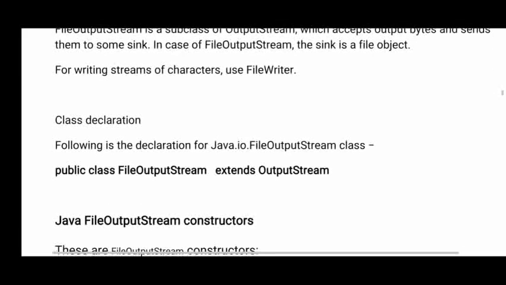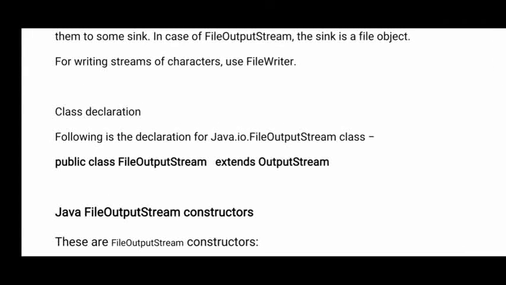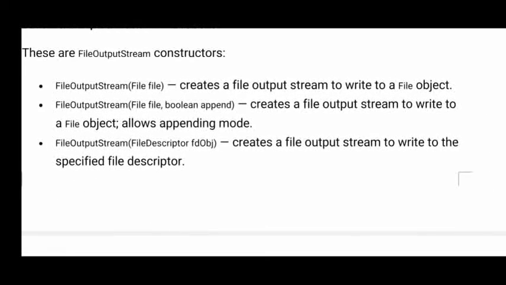Now how to declare this? Public class FileOutputStream extends OutputStream. So file output stream is a subclass of output stream, meaning here file output stream is taking some properties from the output stream. Now the constructors. If it is a class, we need a constructor so that it can be executed automatically without calling. So for output stream also, here we have some constructors.